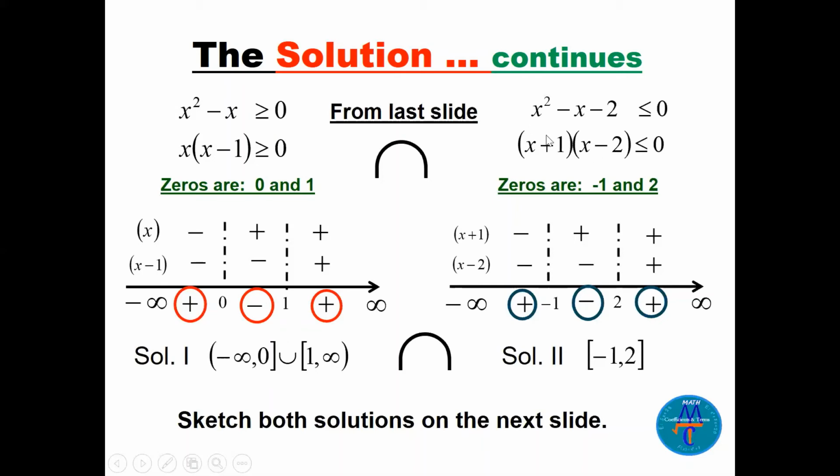The second one is the same, we factor it. We have zeros minus 1 and 2, so I put here minus 1 and 2. I put all the factors, x plus 1, x minus 2. Take a number there, minus 10; between minus 1 and 2, I take 0; that's plus, minus, plus. So I need the negative, closed. You see, closed, no fractions, between minus 1 and 2. Now I need the intersection, so I can sketch it on the next slide.